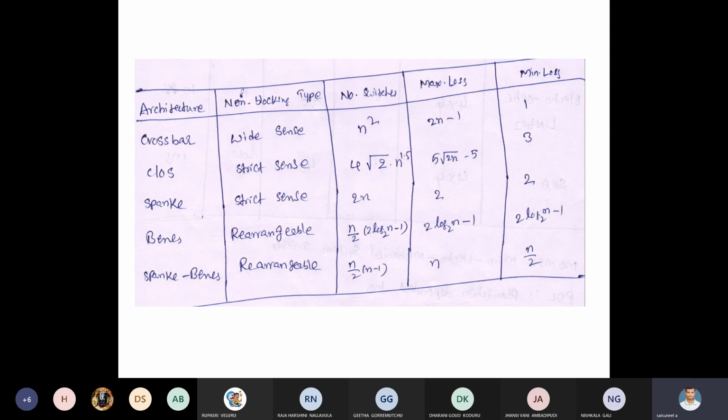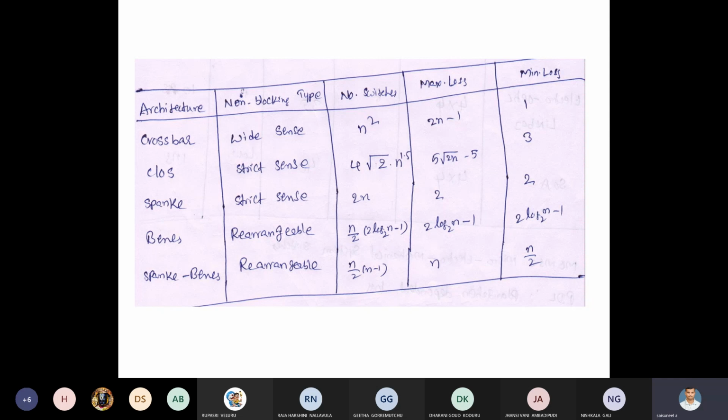Next parameter is how much maximum loss we are getting. For crossbar switching it is 2n minus 1. For Clos network it is 5 into root n minus 5. For Spanke network it is 2. For Benes network it is 2 log base 2 n minus 1. And Spanke-Benes is n.